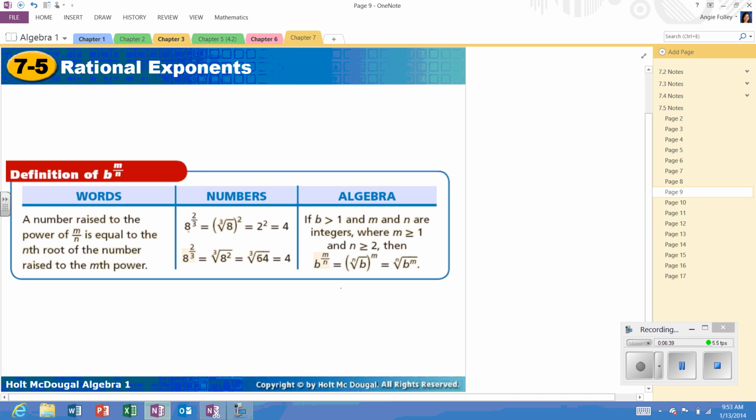So here's some more examples. If I have 8 to the 2/3 power, I can either write that as the cube root of 8, because that's what's in the denominator, all squared, because that's what's in the numerator. Or I could write it as 8 squared, so that's underneath, and then the cube root of that. So again, this denominator is always your index, okay? And both answers would be the same thing in this case.